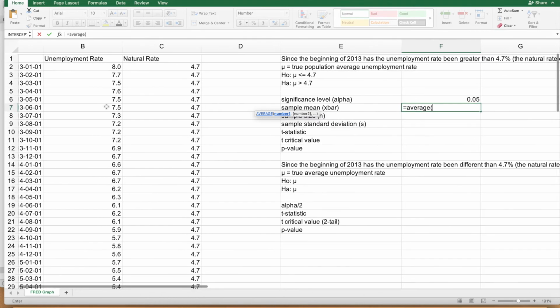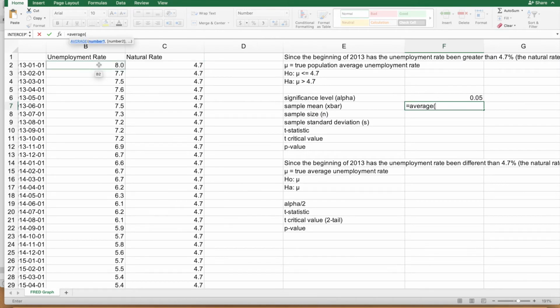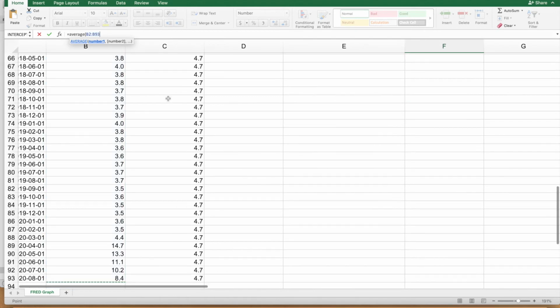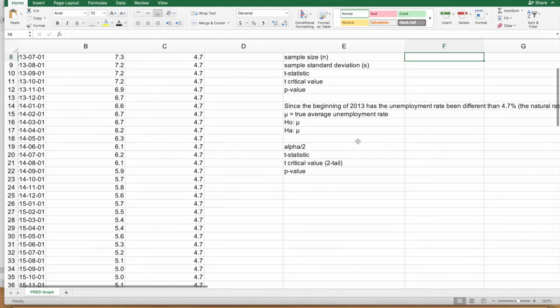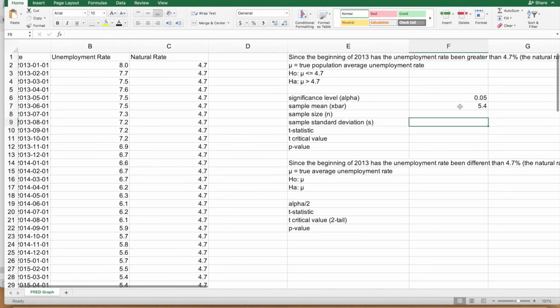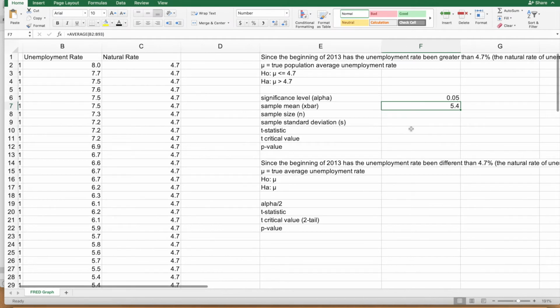Now, the way I do these is I click on the first cell, just like when we made this chart a second ago. Then I do Command Shift or Control Shift if you're on Windows down. That highlights all of the data in that column. And so my average is 5.4. That's my sample average.